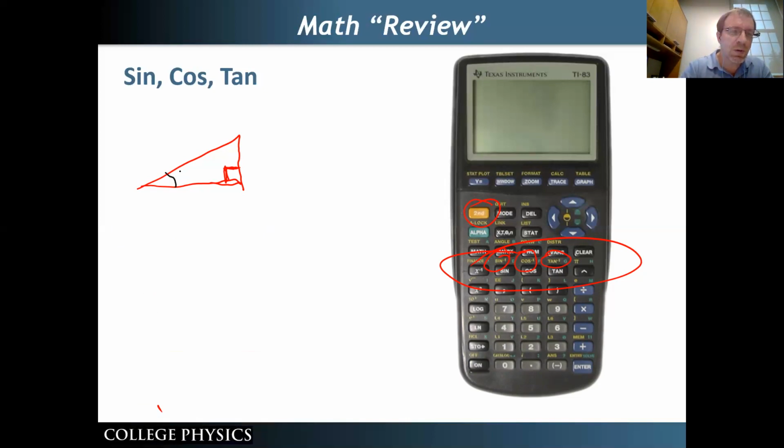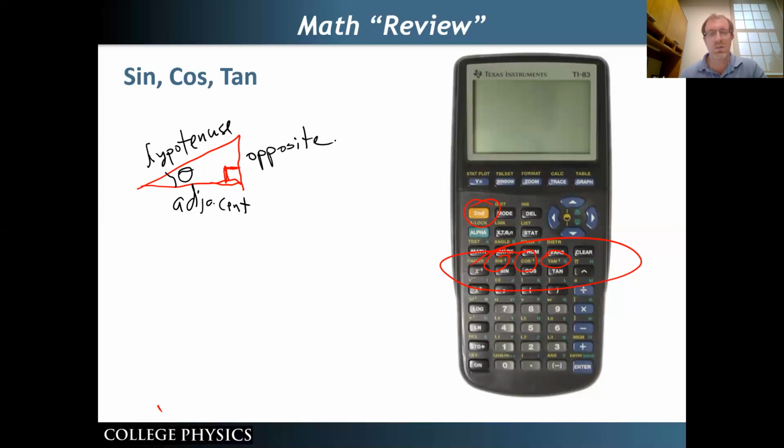Okay, so let's call this angle right here theta. The side that's right next to that angle is what we call the adjacent side. Some of you may be saying there's another side right next to that angle. Yes, but that side is the hypotenuse of our right triangle. The adjacent side is the shorter side next to theta, and the side over here is opposite because it's opposite the angle.